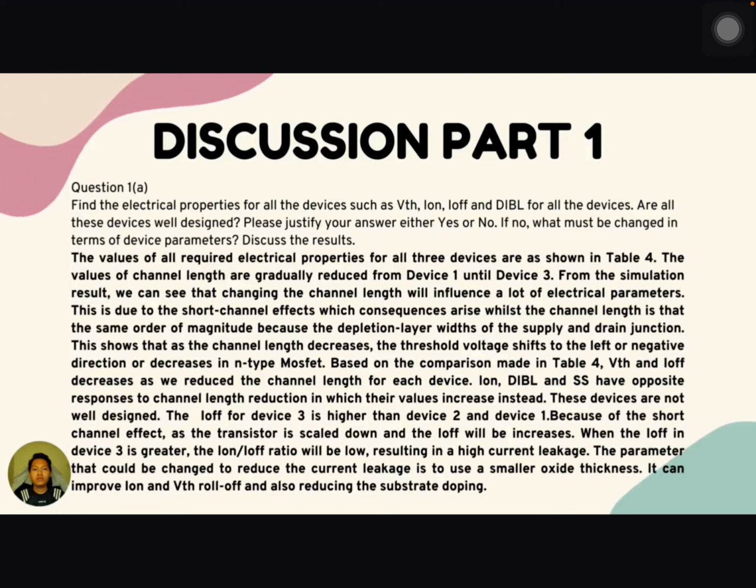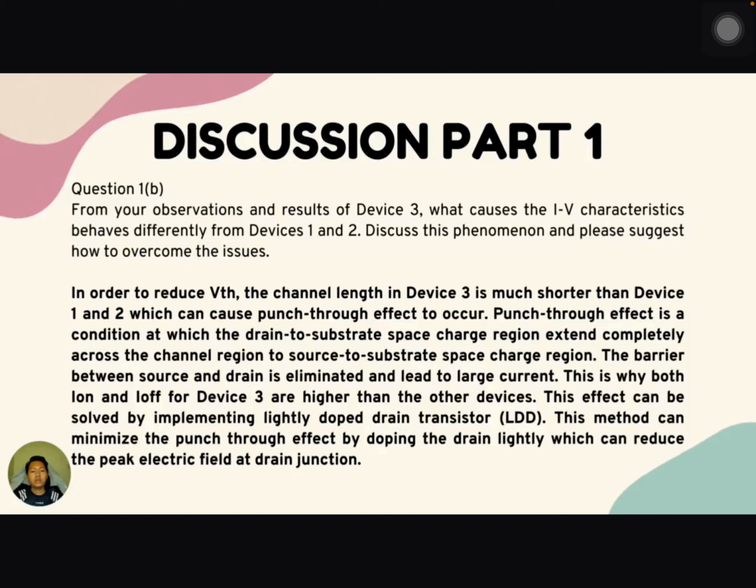Next is question 1b. From your observation and result of device 3, what causes the IV characteristic to behave differently from device 1 and device 2? Discuss this phenomenon and please suggest how to overcome this issue. As we know, the device 3 channel length is the shortest of the three devices, so device 3 can cause the punch-through effect. The I on and I off for device 3 are the highest among these 3 devices.